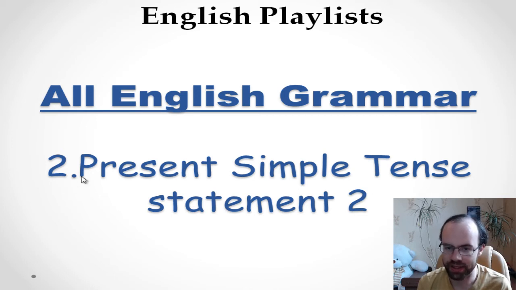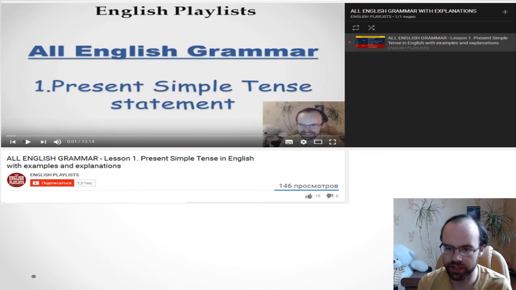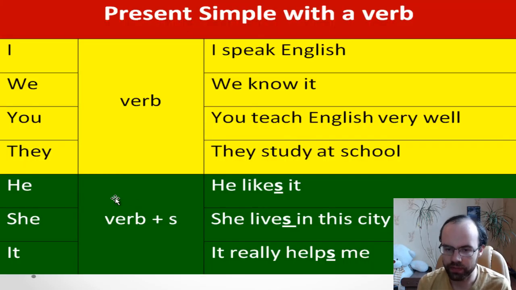So it's lesson 2, present simple tense statement part 2. Really, this playlist is very important. As you remember, if we have he, she, it, we add s. So he, she, it plus verb plus s. For example, he likes it, she lives in the city, it really helps me.